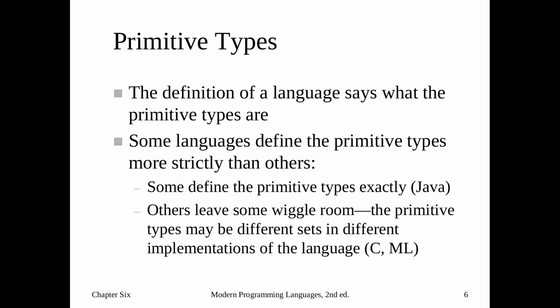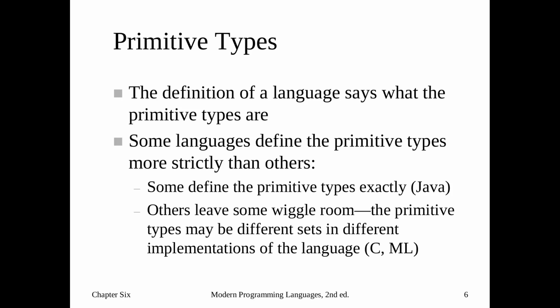Some languages define the primitive types more strictly than others, right? Some define primitive types exactly, as in Java. For example, I know the size of an integer in Java regardless of the system I'm operating on, whether it's 64-bit or 32-bit. I can know the minimum and maximum values for an integer. That is defined as a part of the language. It cannot deviate from that and still be called Java.